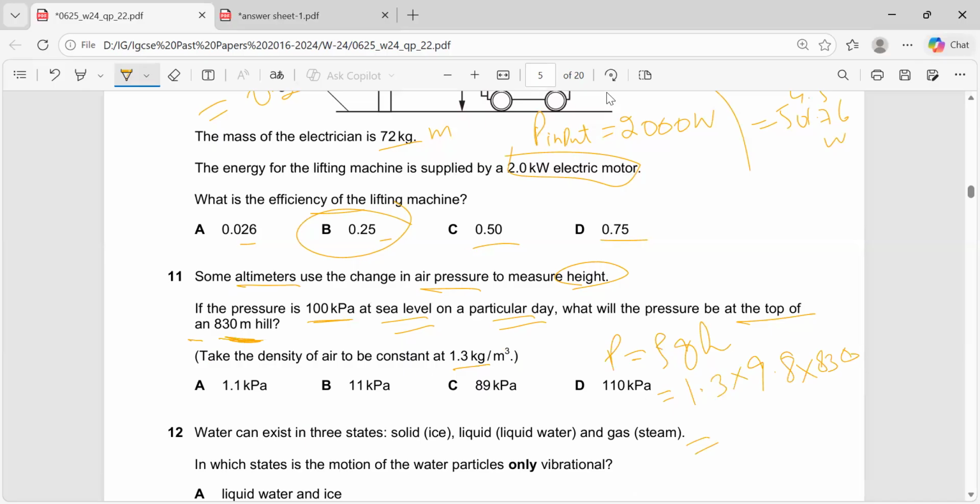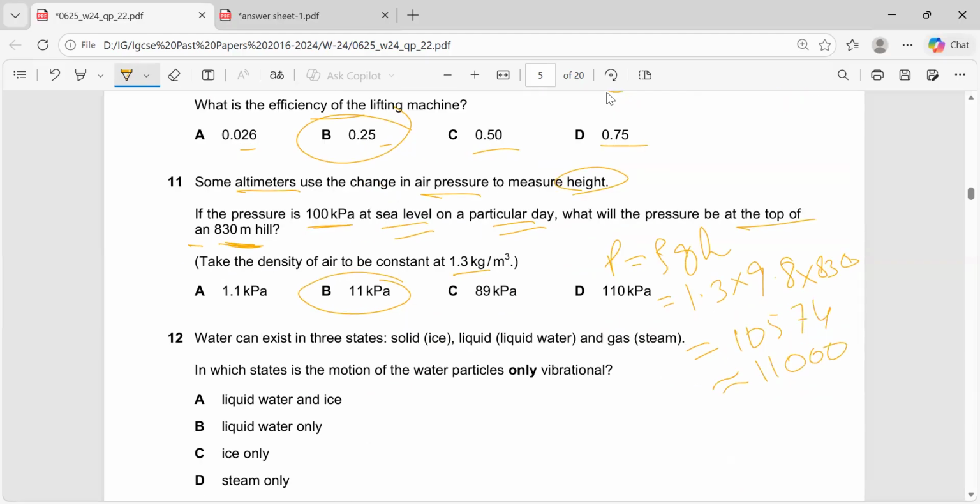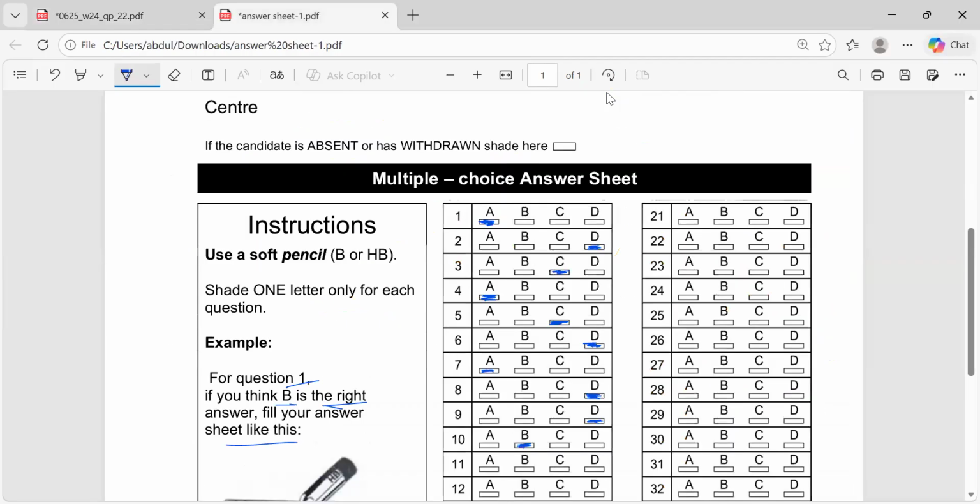When we multiply them all, the answer comes to be very close to B. But let me try 1.3 times 9.8 times 830. So it is 10,574. We are rounding it off to the nearest thousand, so it will be 11,000, which means 11 kilopascal. So the answer is B. Question number 11, answer is, dear friends, B.